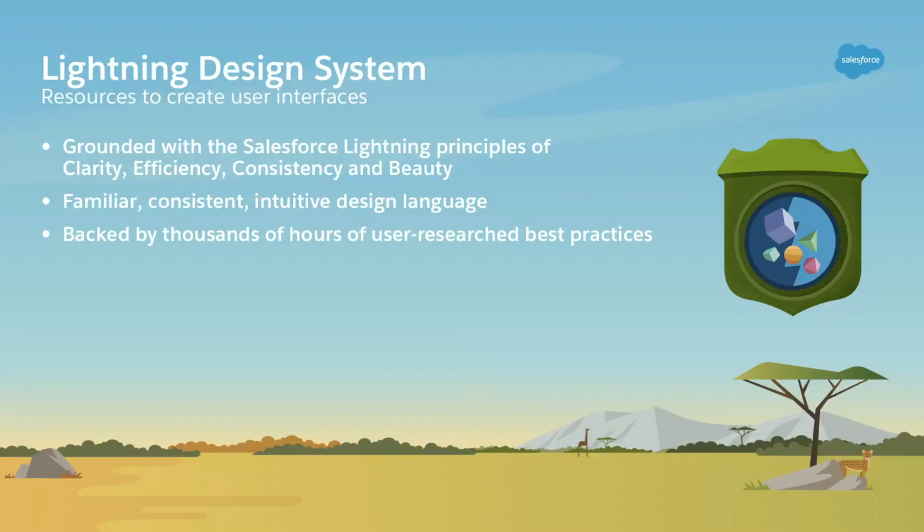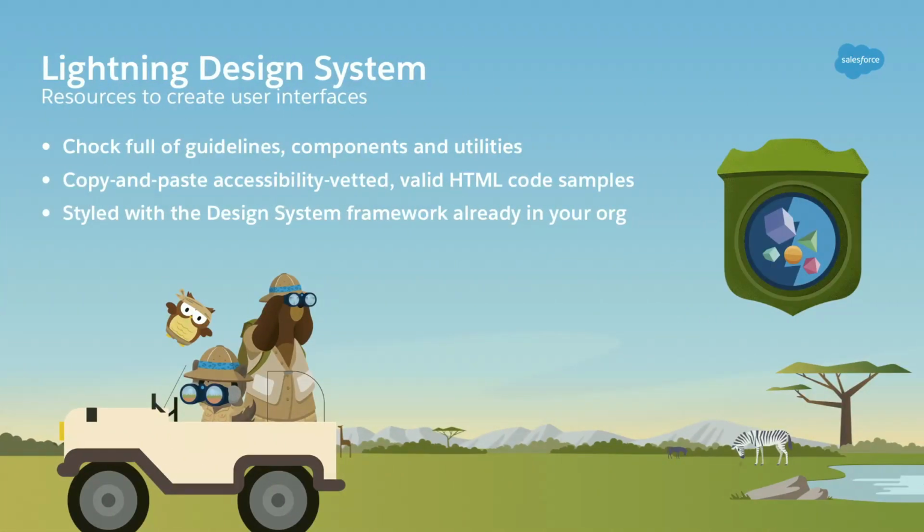And there, you've got resources that are built to create user interfaces. It's grounded with the Salesforce Lightning principles of clarity, efficiency, consistency, and beauty. It's got a familiar, consistent, intuitive design language. And it's backed by thousands of hours of user research best practices. And it's chock full of guidelines, components, and utilities, copy and paste code that's accessibility vetted and valid. The HTML comes out of there. And it's all styled with the design system framework that's already in your org.